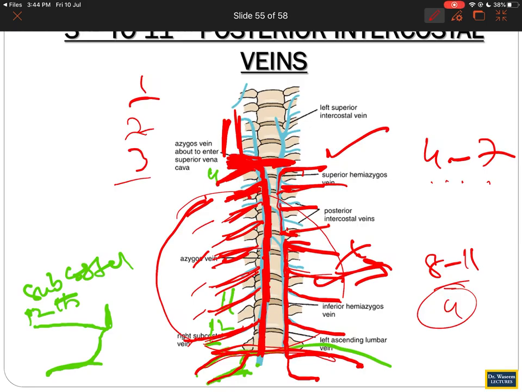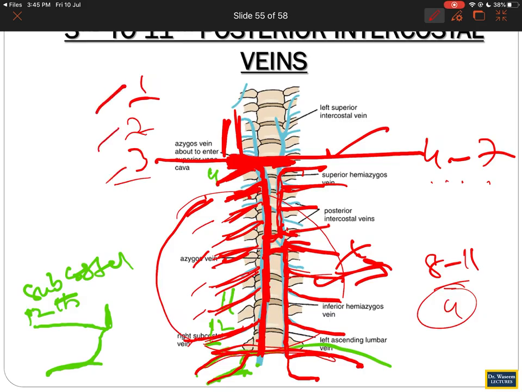But this superior hemiazygous, at the level of the 7th thoracic vertebra, turns here and will go into the azygos finally. And this inferior one, at the 8th thoracic vertebra, turns here and will go into the azygos again. Means the azygos vein will receive bilaterally, but they are not formed bilaterally. It will receive indirectly from the superior hemiazygos and inferior hemiazygos, from your 4th onward.